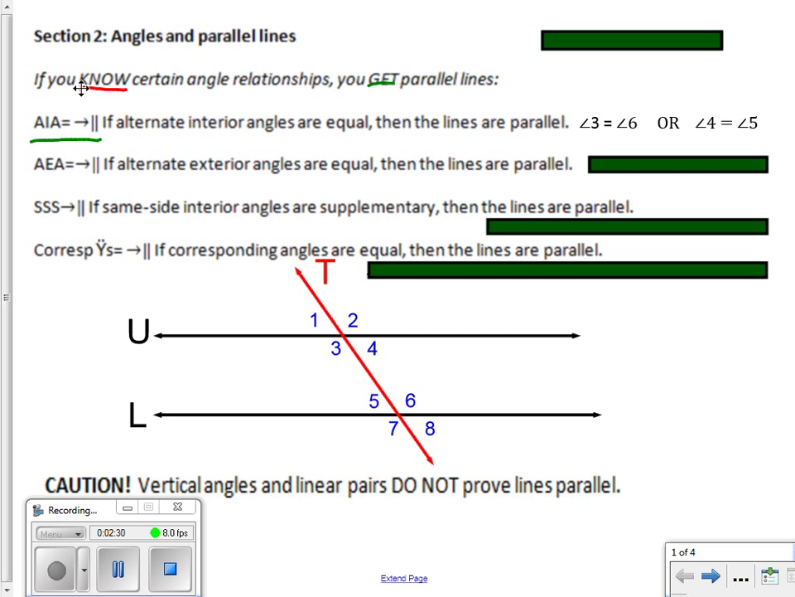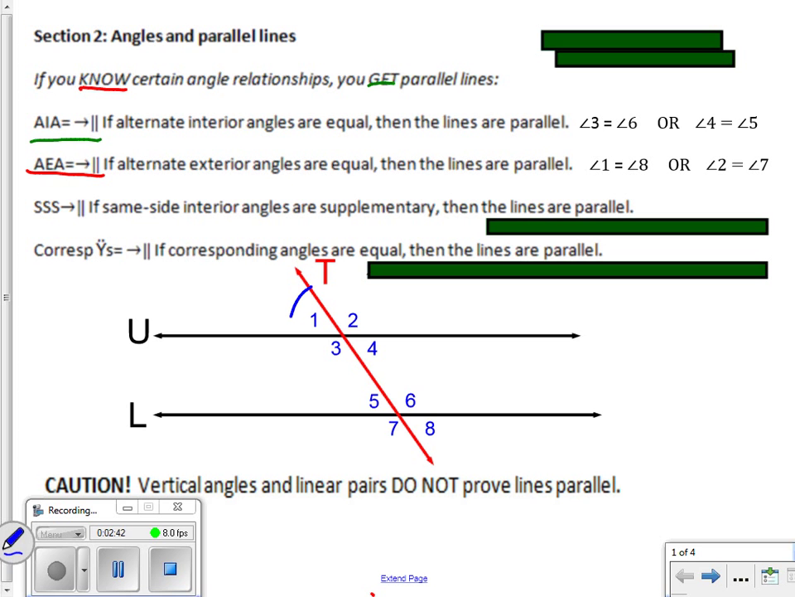Okay, going on to the next one. If alternate exterior angles are equal, then that would prove that the lines are parallel as well. Which ones count? Well, we can say 1 and 8. If angle 1 equals angle 8, then U has to be parallel to L. The other pair that would work is angle 2 and angle 7, alternate exterior angles. If angle 2 equals angle 7, that means U has to be parallel to L.